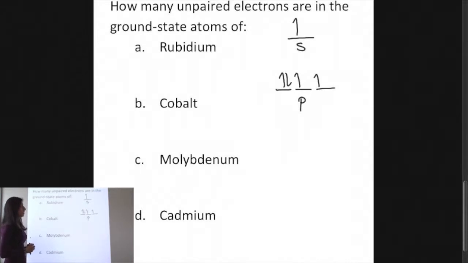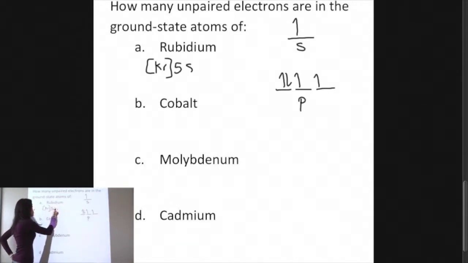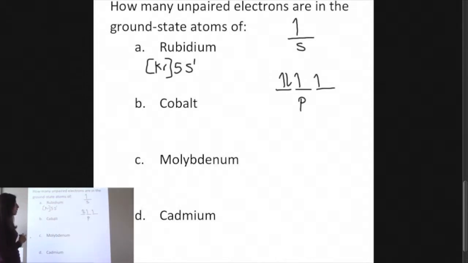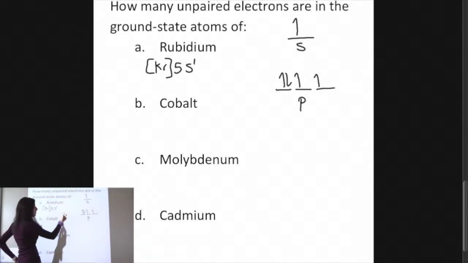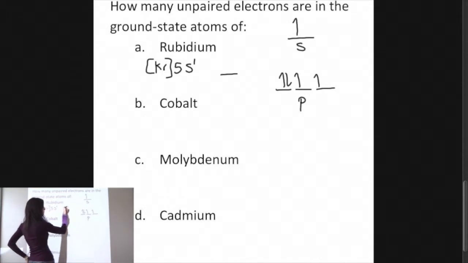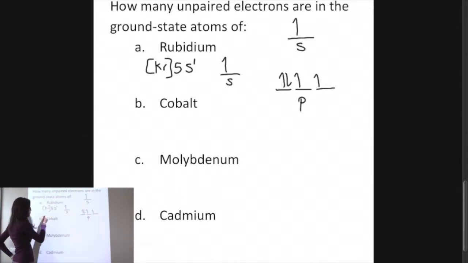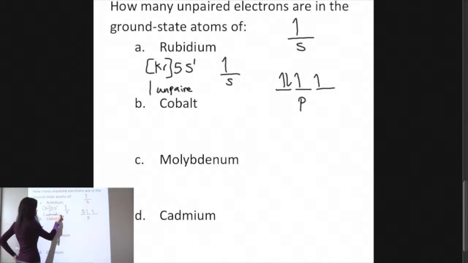The best way to do this is to go ahead and do the electron configuration for each one of these. So the electron configuration for rubidium, and let's go ahead and use the noble gas configuration, is going to be Kr for krypton and a 5s1. Okay, so the s is just going to have 1 electron in it, so we have 1 unpaired electron.